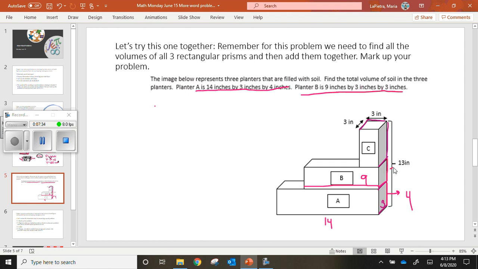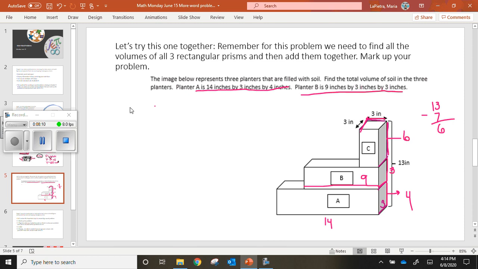So now we really got to think about what C is going to be, because for the height going up, a total is 13. We've already used 4 and 3. So if we take that away from the total, we will get 6. So this part here will be 6. Okay, and they already told you that this was 3 and this was 3. So now for C, you have 3 times 3 times 6.